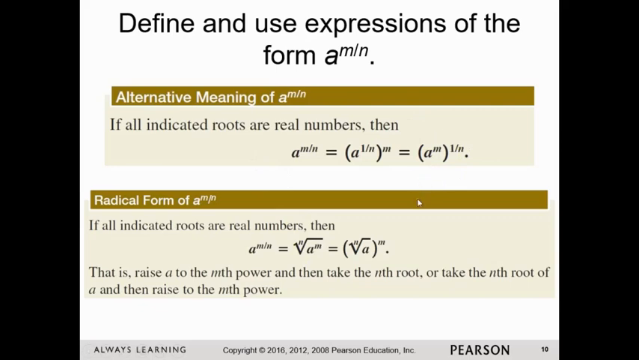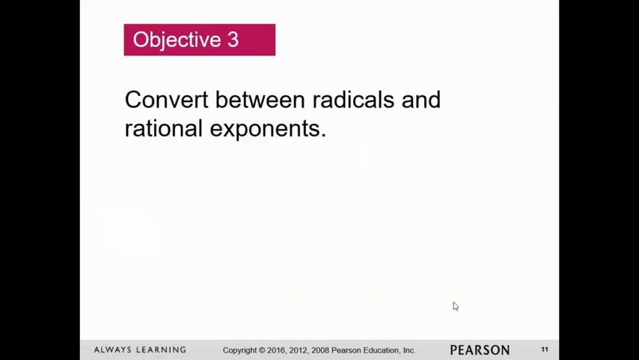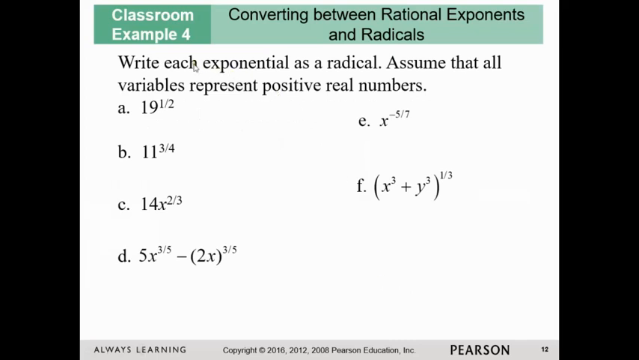And this is based upon this previous rule that we talked about when we have rational or fractional exponents. So this next objective here is we're going to convert between radicals and rational exponents. So here we are. It wants us to write each exponential as a radical. All right, so 19 to the half. Remember, the denominator is the index. So this is actually the square root of 19, because the index is assumed to be 2 whenever we're talking about a square root, right?